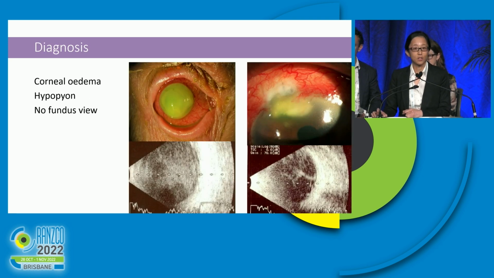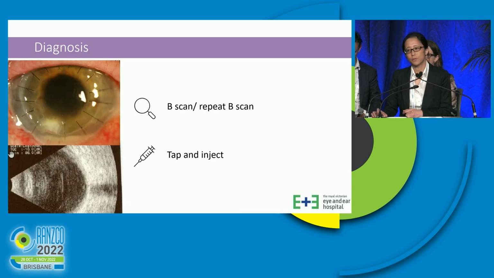So how do you diagnose endophthalmitis? When you have a lot of corneal edema, you have hypopyon, so you're suspecting it, but there's no view of the fundus. And of course, reaching for a B scan is a really good way of helping you diagnose endophthalmitis. And not only just doing a B scan when you first see the patient, but also repeating that B scan.